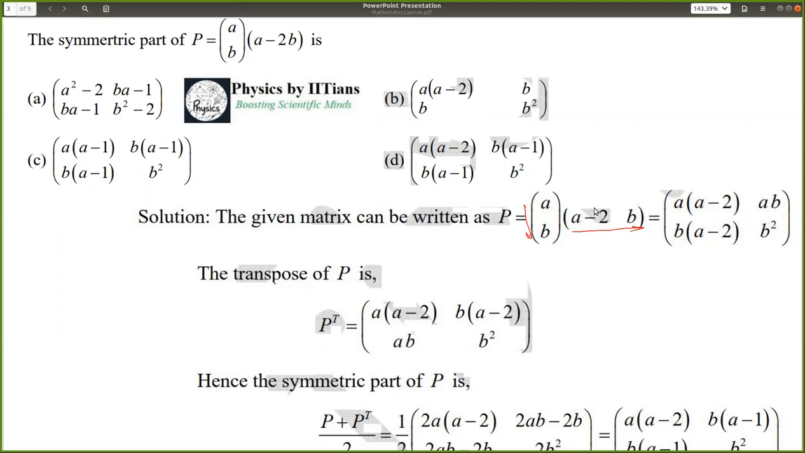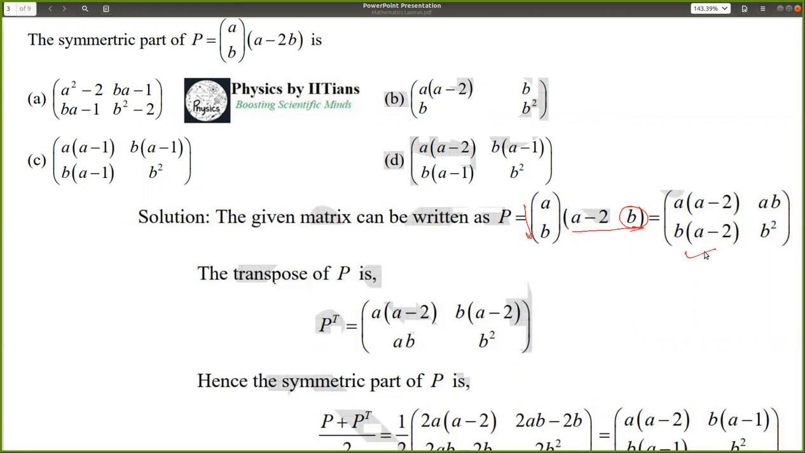So the first element will be multiplied by the first element. So it will be A multiplied by A minus 2. Similarly, this A minus 2 will be multiplied by B. Again, you will take this B as a single element and multiply each row. So you can find this multiplication as A times A minus 2, B times A minus 2, and again A times B and B times B, that is B square. So this will be the multiplication.